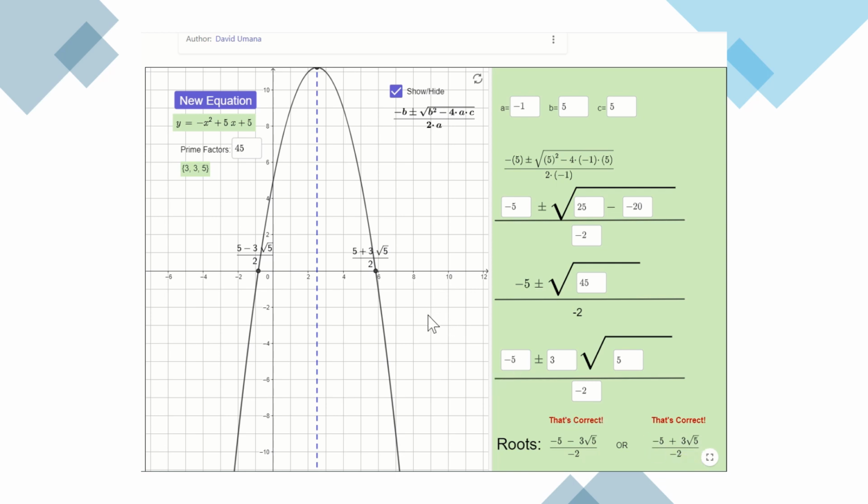Now, with that being said, these would now be the roots to my parabola. And this is how I fill out my quadratic equation, or my quadratic formula rather. Okay, hope this made sense.